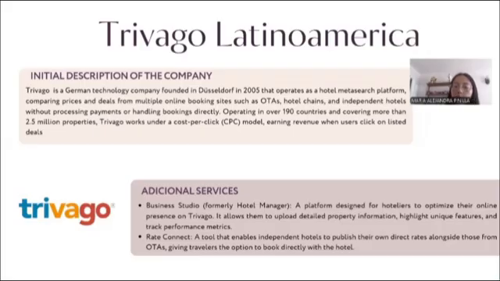Apart from these services, Trivago has additional services. The first one is Business Studio, which helps hotels improve their online presence by adding details, property information, unique features, and tracking performance. The other tool is Rate Connect, which allows independent hotels to display their own direct rates alongside offers from booking sites, giving travelers the option to book directly with the hotel.